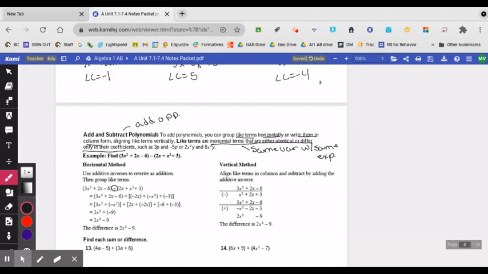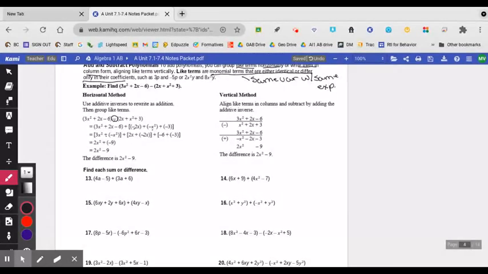I then group like terms. So the 3x squared and negative x squared go together. 2x and negative 2x, negative 6 and negative 3. Combine, my answer is 2x squared minus 9. You can do it vertically if you like. I prefer horizontal.